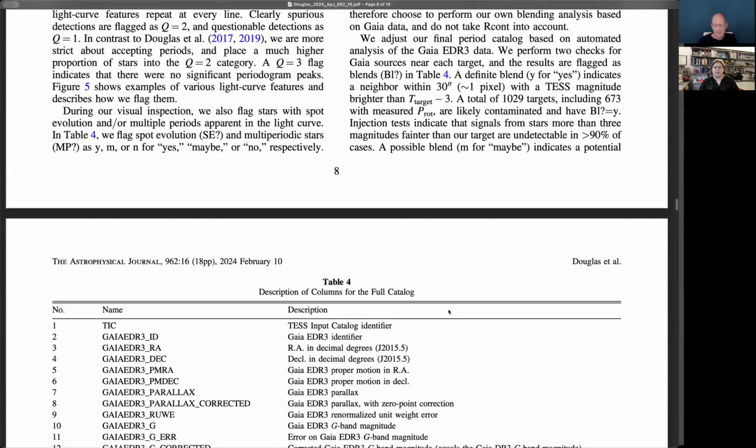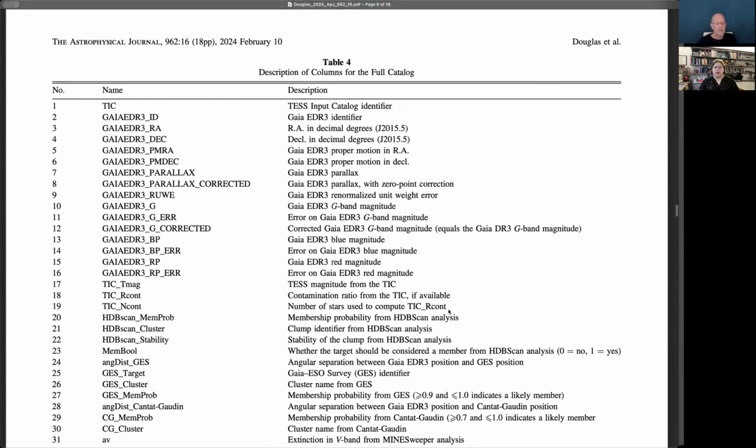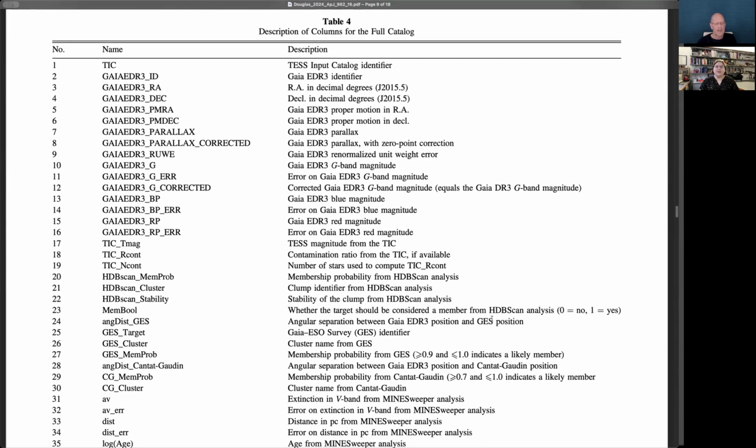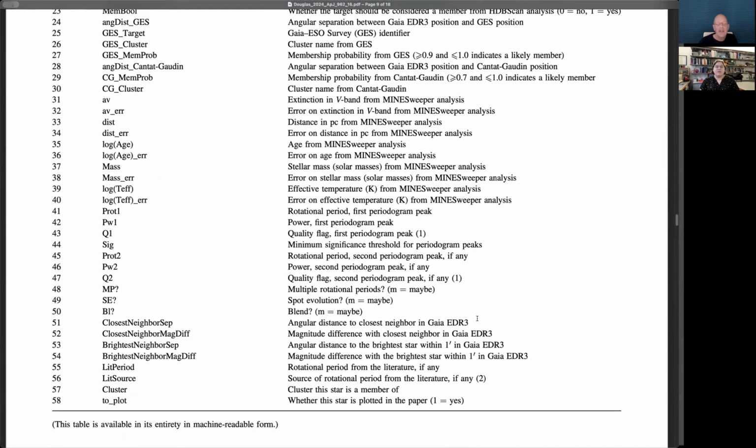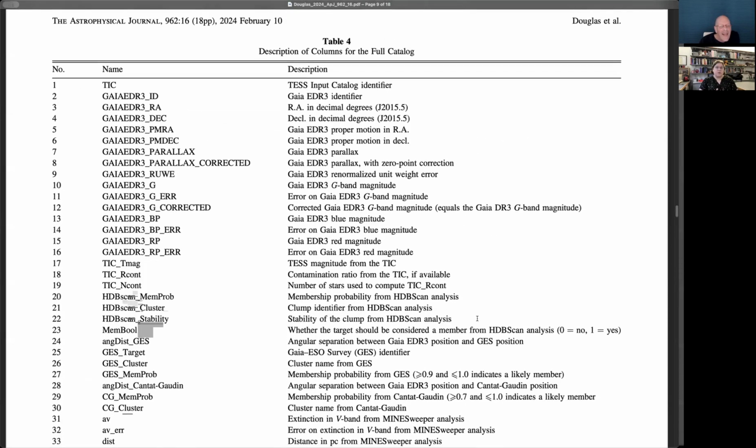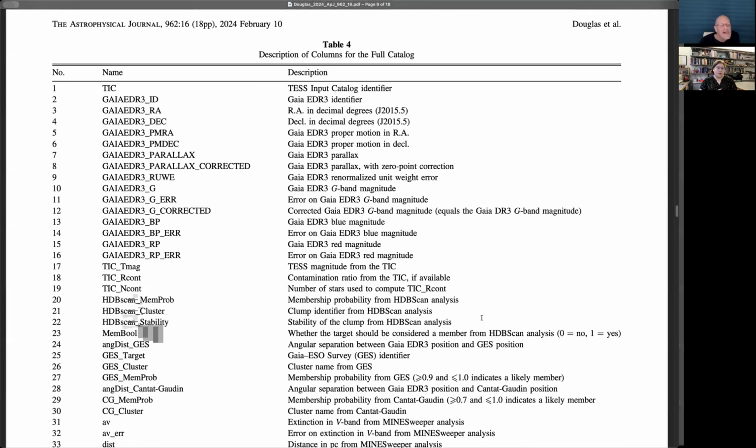Five. Period validations. Oh, I do want to mention something about this big Table 4. I couldn't remember what order everything was in.